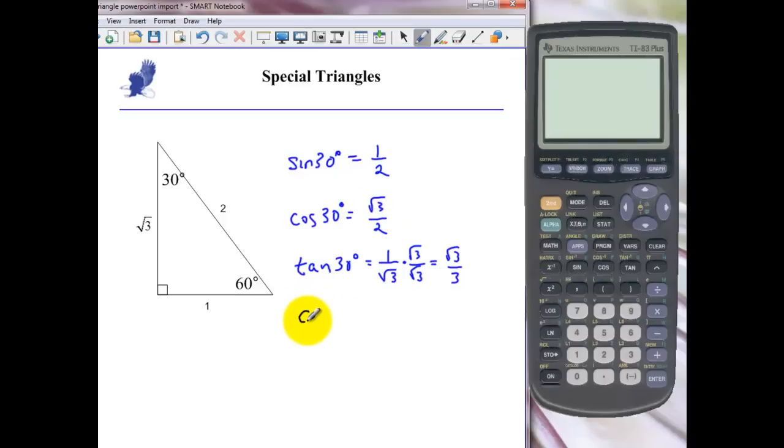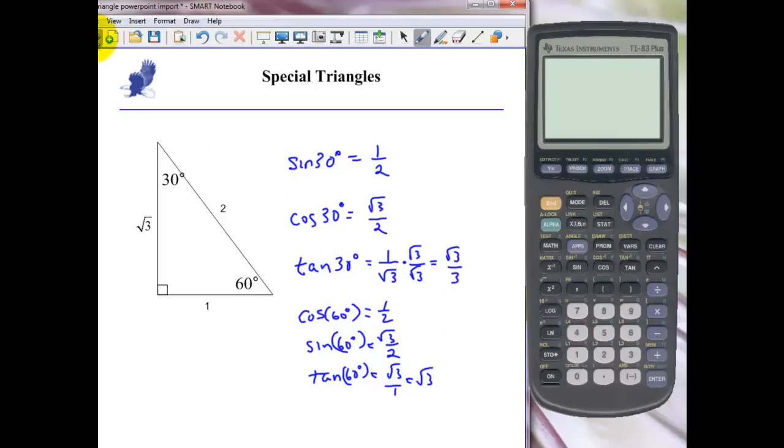Let's do the 60 degrees. I didn't mean to do these in a different order, but so be it. Let's do that as I wrote it here. Cosine is adjacent, so we're doing 60, adjacent over hypotenuse, 1/2. Sine of 60 is going to be opposite over hypotenuse, and tangent of 60 will be opposite over adjacent, square root of 3 over 1, which is just square root of 3.